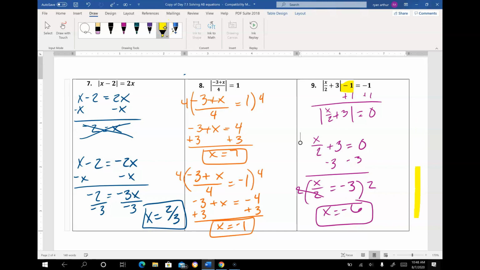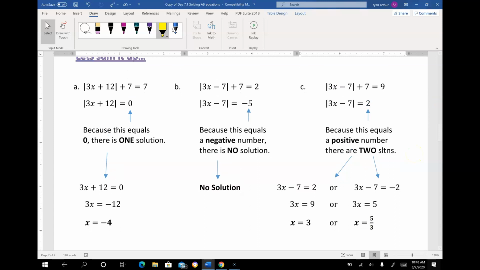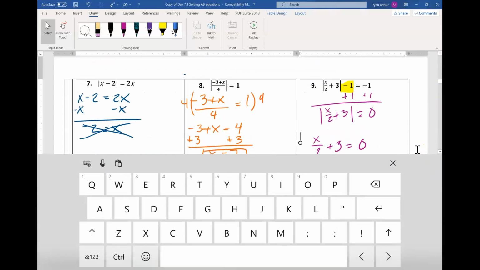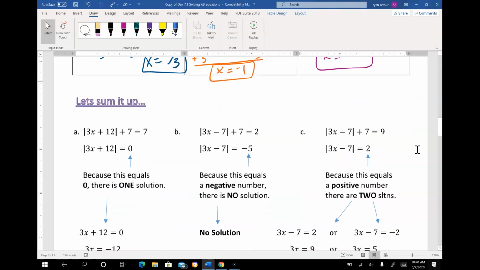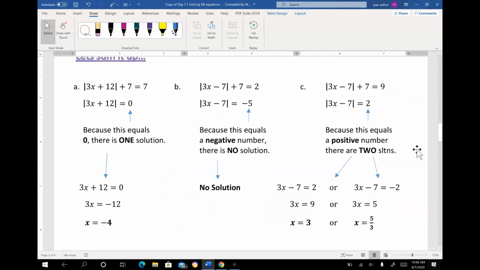But I do want to scroll. Here we go. Let's sum it up. Okay. So when solving an absolute value equation, you can have 3 cases. Okay. So the first case is the one we just did. When you have an isolated absolute value equal to 0, there is only one solution. Okay, so see how it equals 0? There was only one solution there.